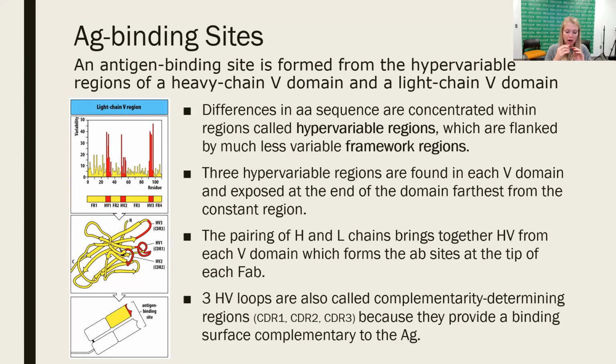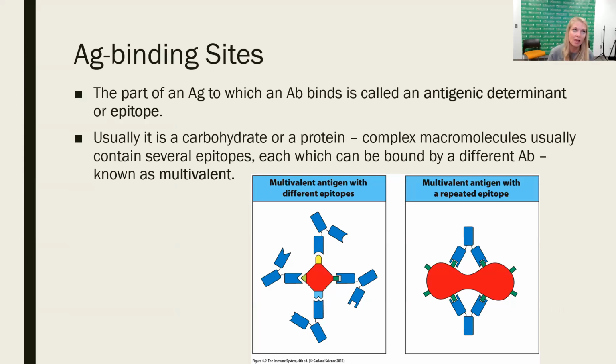They are called complementarity determining loops. Why not, right? Or regions. And so CDR1, CDR2, and CDR3 are those complementarity determining regions within the antigen binding site. Those are going to interact with the specific part of the antigen that we call an epitope, or another way to word that would be the antigenic determinant.